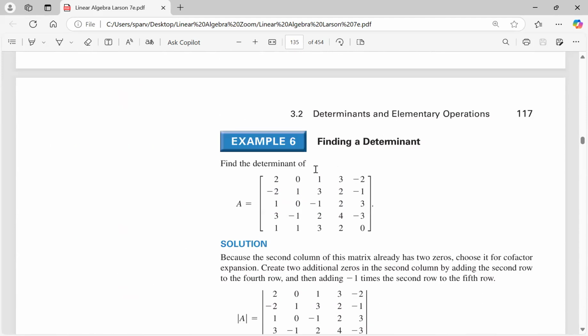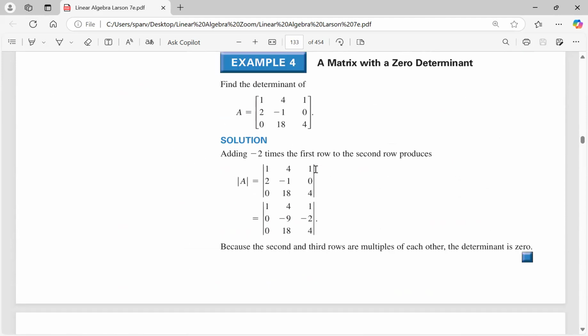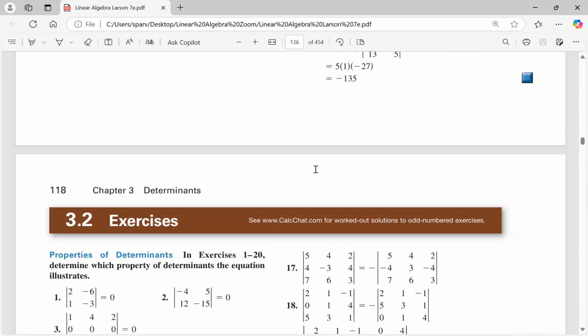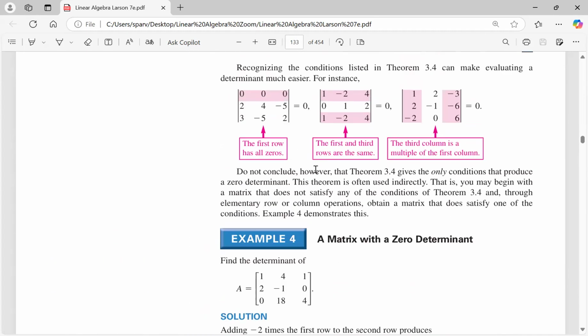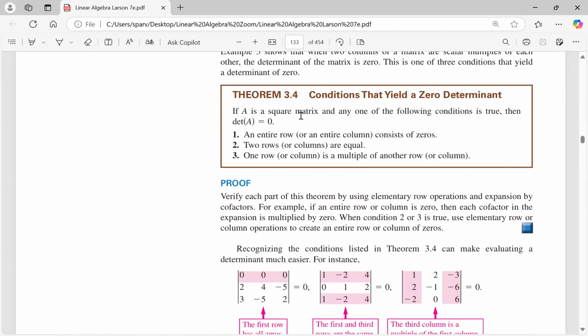That goes back to conditions that make the determinant 0, right? Sorry, I know I'm moving fast. There you go. These are the conditions that yield a 0 determinant. So in number 20, we're going to look for: is an entire row or column 0? Or are 2 rows or columns identical? And is one row or column a multiple of another row or column?